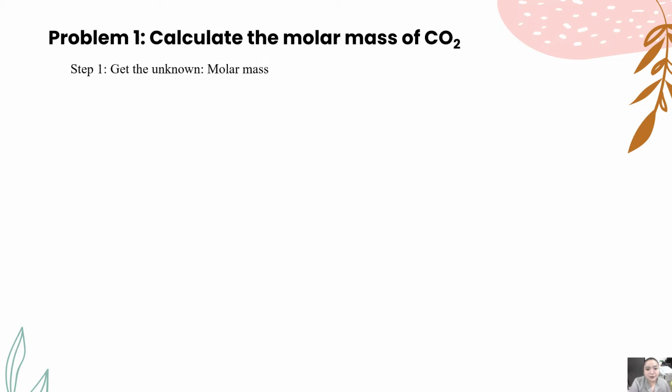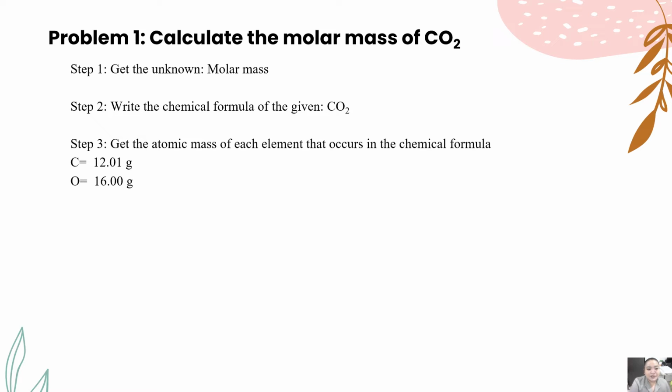So this is the first problem. You are going to calculate the molar mass of carbon dioxide. Of course, the first step is to get the unknown, and that will be the molar mass. Followed by step number 2, writing the correct chemical formula for carbon dioxide. Then for step 3, you get the atomic mass of each element. So we have carbon and oxygen, and you see their corresponding values. For carbon, we have 12.01 grams, and for oxygen, you have 16 grams.